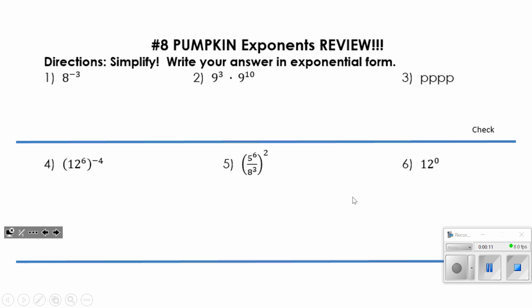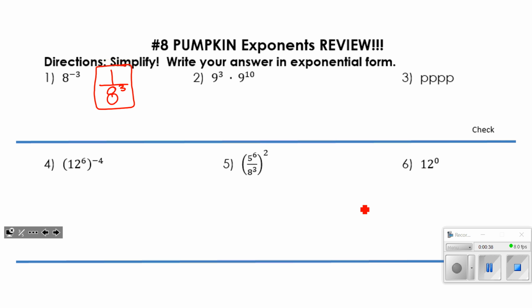Question number 1, 8 to the negative third. It is a negative, which means it has a negative attitude, so it cannot stay upstairs at the party. So let's build our house party. We know 8 has to go downstairs to make that 3 positive and complete the fraction. Answer to number 1 is 1 over 8 to the third power.